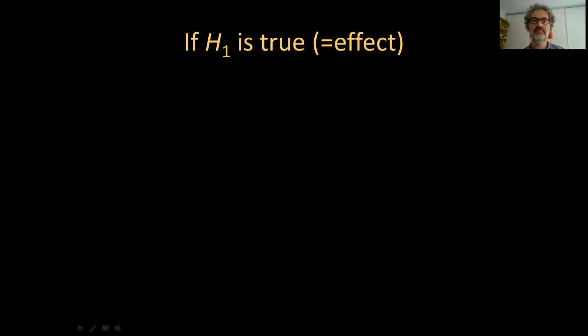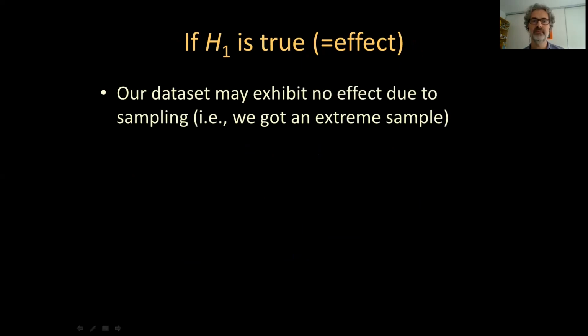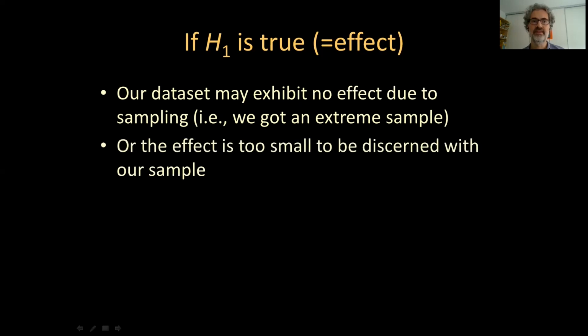If our research hypothesis happens to be true, so there is an effect in the population and the null hypothesis is false, you may still get no effect in your data because of sampling. You may have gotten unlucky and gotten an extreme, unrepresentative sample that does not exhibit the effect seen in the population. Or the effect may have been too small to be discerned with the sample. Maybe you did get a representative sample, but the effect size is just very small. What exactly does that mean?